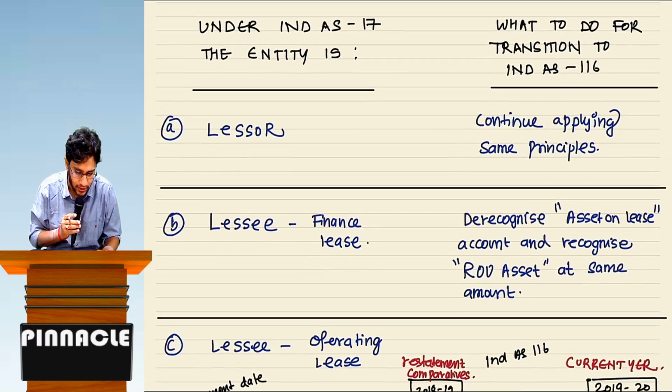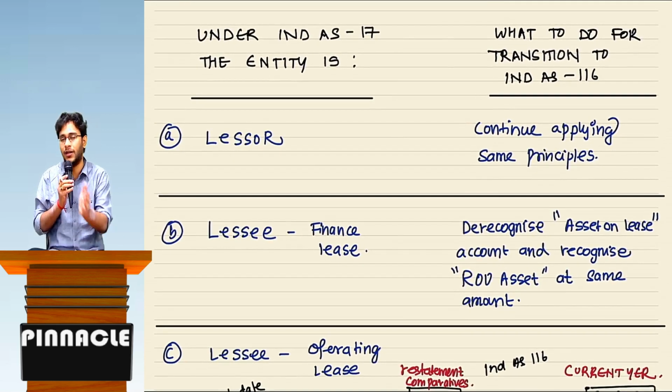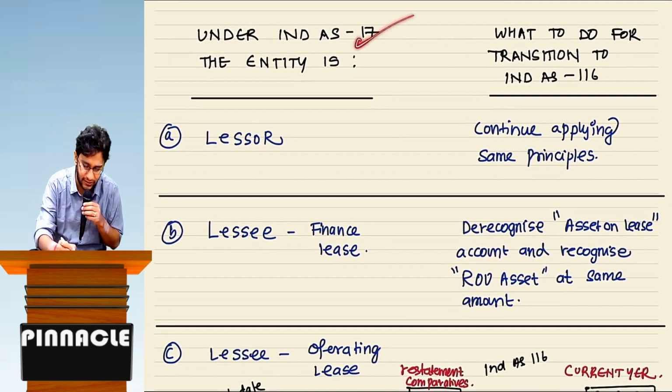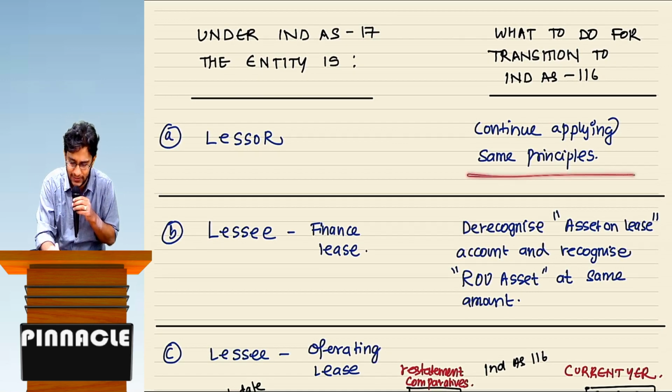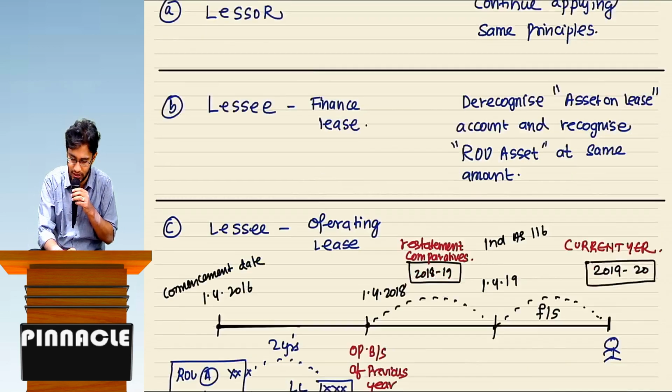Okay, guys, continue with the transitional provisions. Lessor accounting means you are a lessor under the old standard, Ind AS 17, which is equivalent to your AS 19. Now you are also following the same principles, same finance lease and operating lease accounting. So you need not do any differentiation as such.